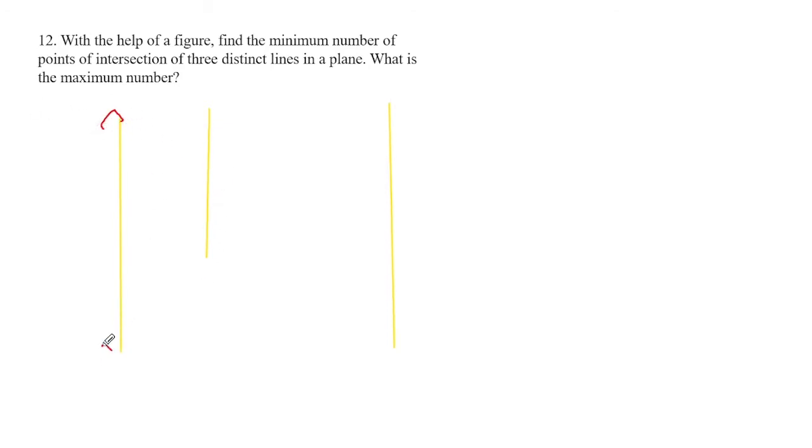Over here arrows represent that they go on and on forever. Are there any points of intersection? No, there are no points of intersection at all. So the minimum points of intersection is equal to 0.